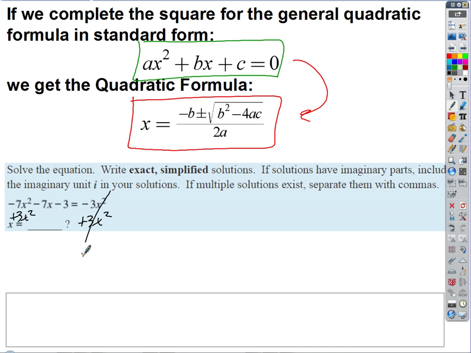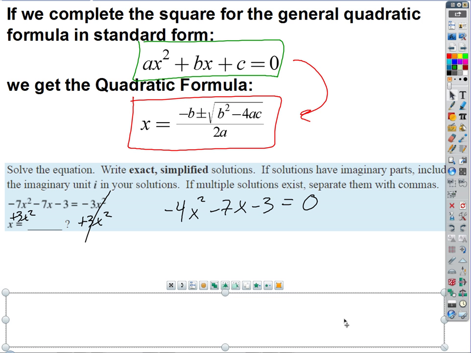Okay, so if we do that, that's going to give us on the left side, negative 7x squared plus 3x squared is how many x squareds? Negative 4. Good. Negative 4x squared minus 7x minus 3 equals 0. So we got it in the right form. Okay, but I'm going to add one other part to this that's really important. This would work, but the quadratic formula gets way easier to use if you make sure that a is always positive. Okay, so that adds one little step, but it's a very simple step.